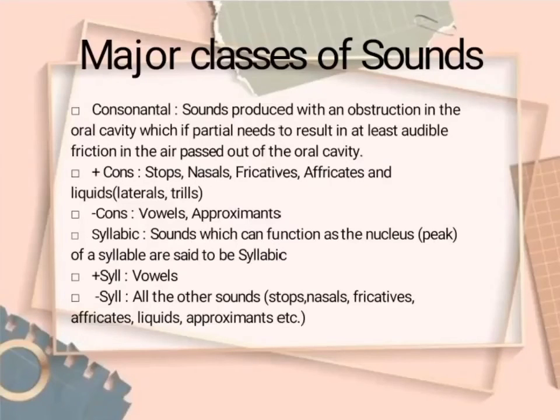Major classes of sounds. Consonantal: sounds produced with an obstruction in the oral cavity which, if partial, needs to result in at least audible friction in the air passed out of the oral cavity. There are positive consonantal and negative consonantal. Positive consonantal: stops, nasals, fricatives, affricates, and liquids, which are laterals or trills. The other one is negative consonantal: vowels and approximants.